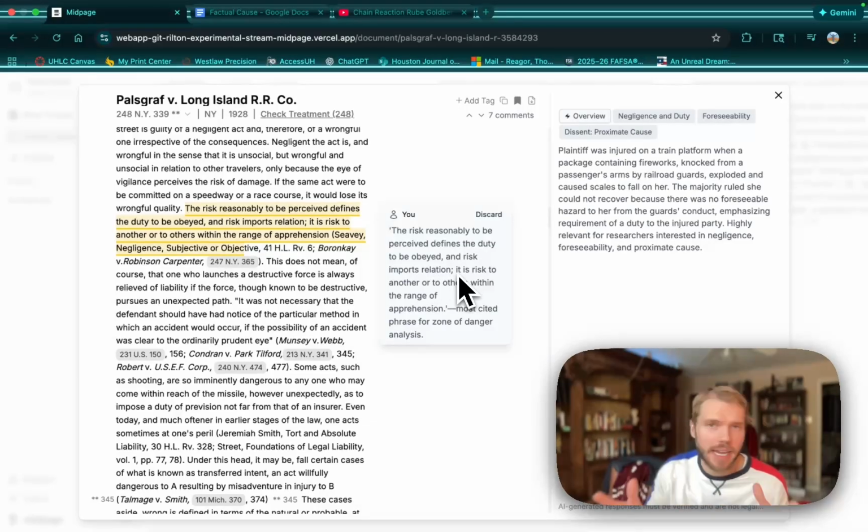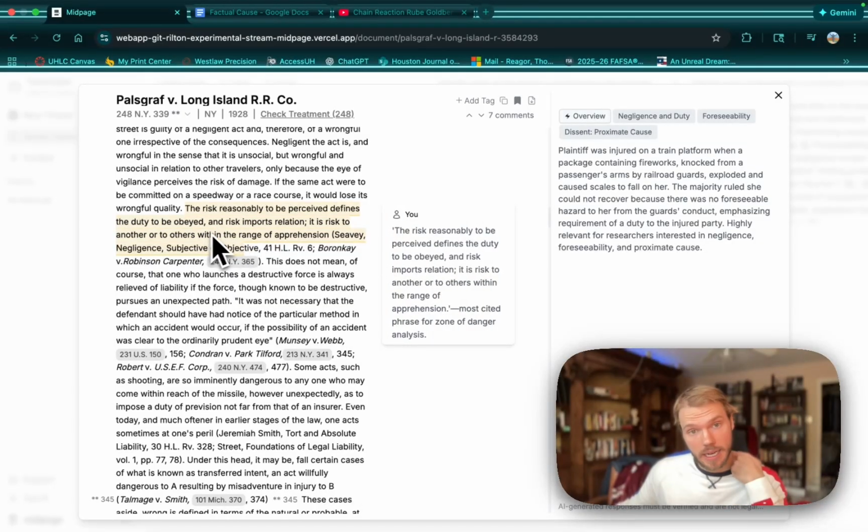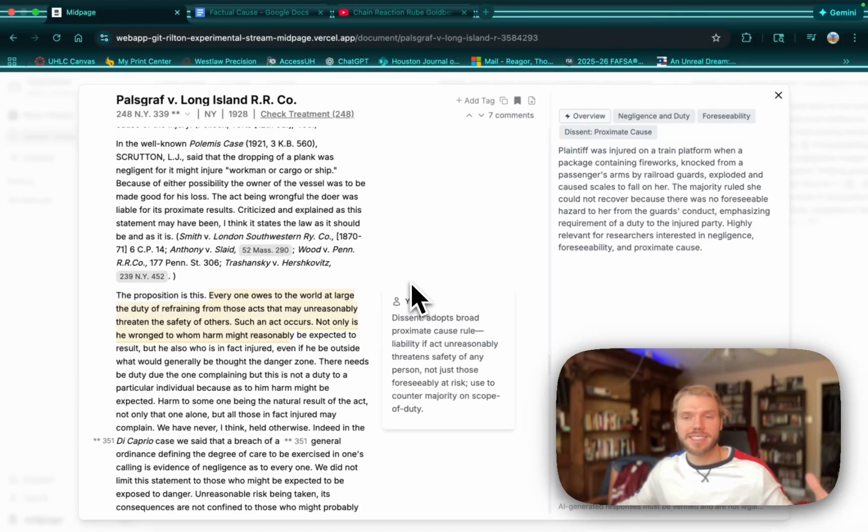Okay, so this next highlight is also where we get the zone of danger analysis, an idea from this talking about reasonable risk to another, and within the range of apprehension. Obviously, range of apprehension is not as catchy as zone of danger. And here, Justice Cardozo talks about speeding down a busy street versus speeding on a race course, and the difference being the danger.